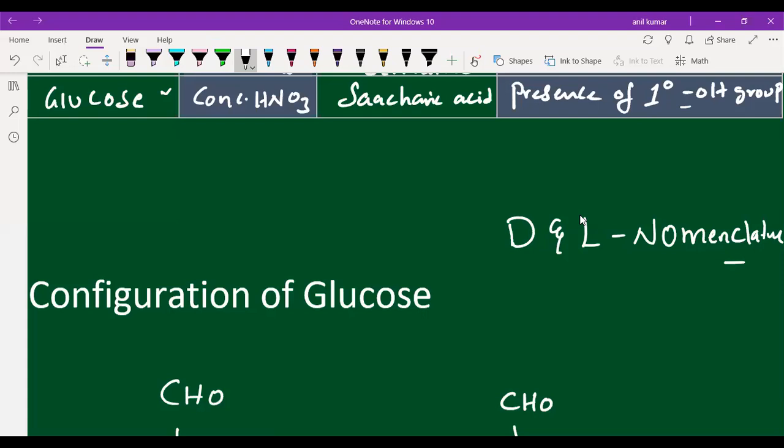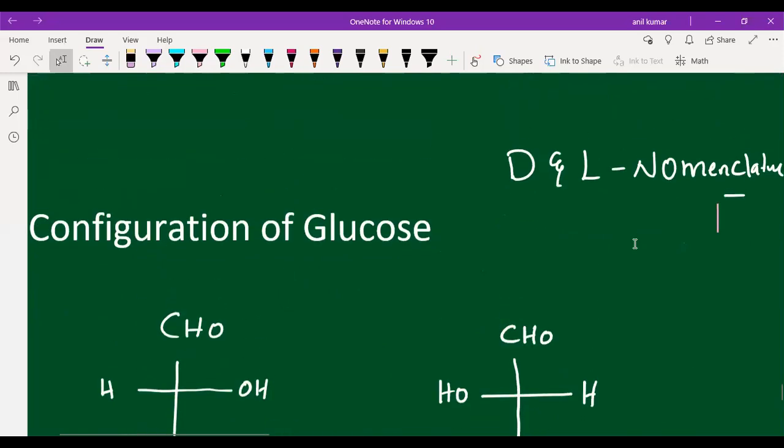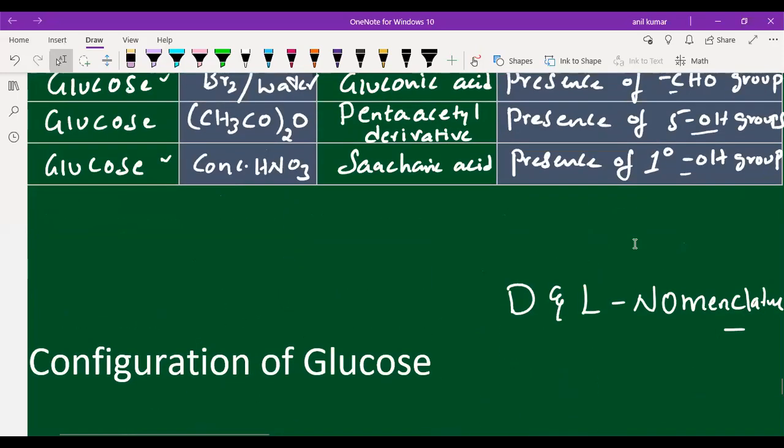So let us start with the triose. Triose means it contains 3 carbon atoms. So how can we give the configuration for a triose? Before that, first of all, let us take a molecule called glyceraldehyde. What do you mean by glyceraldehyde, students? So this is the glyceraldehyde molecule.